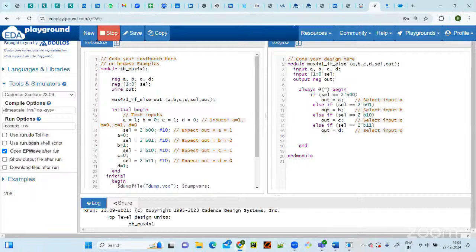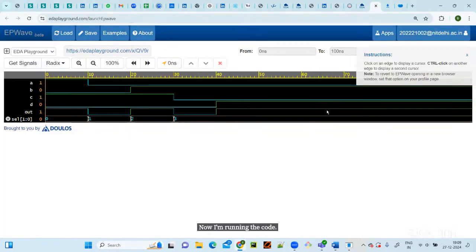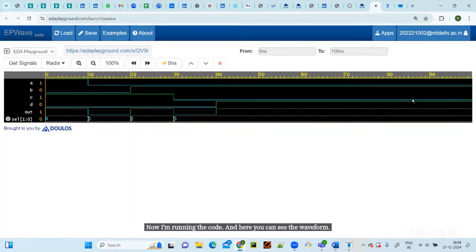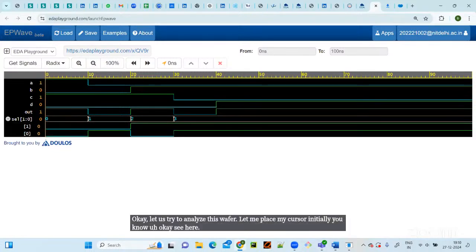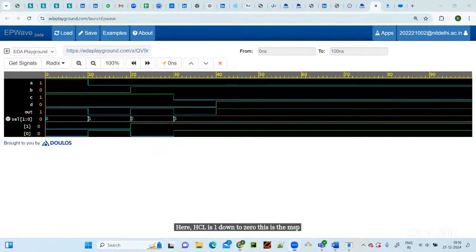Now I am running the code, and here you can see the waveform. Okay, let us try to analyze this waveform. Let me place my cursor initially. See here, SCL is going from 1 down to 0. This is the MSB, and this is the LSB.